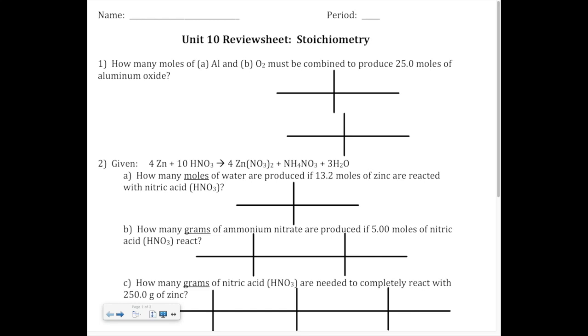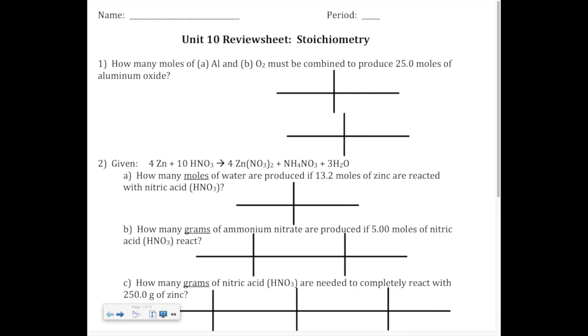Today we're going to do the Unit 10 review over stoichiometry. You'll notice that the railroad tracks are listed right here. I've added those in there just to make things go faster on the video, but you'll have to draw them yourself.